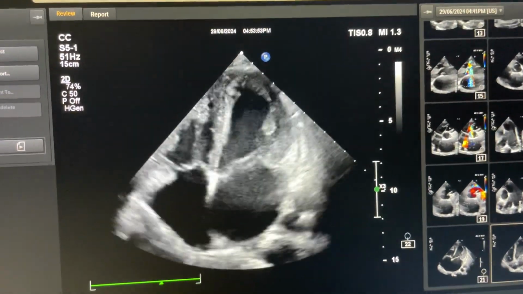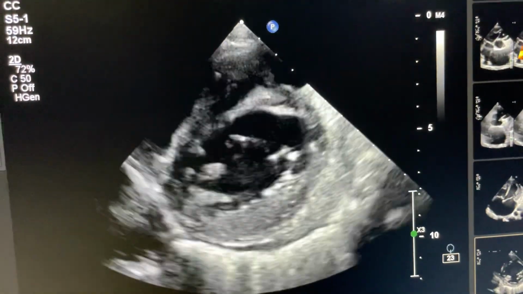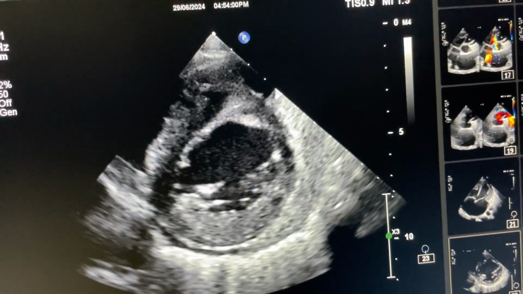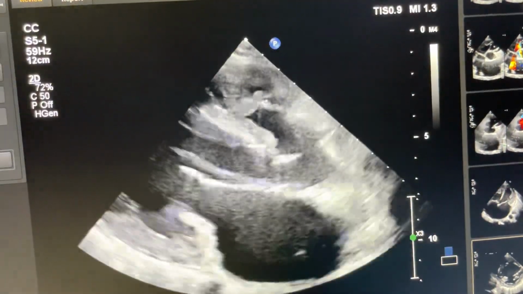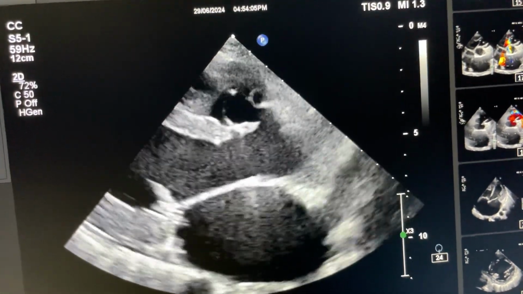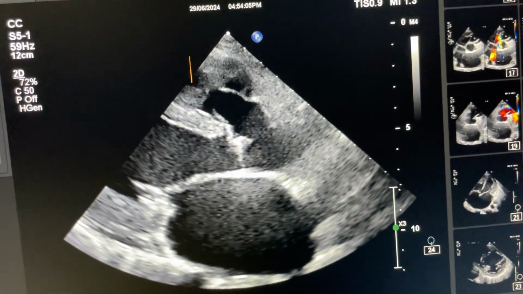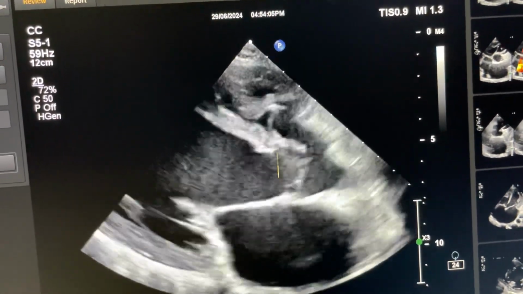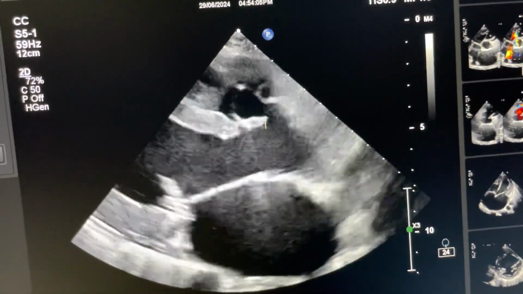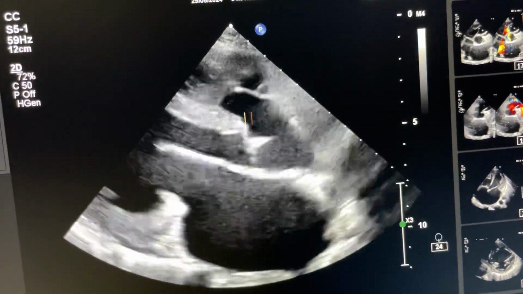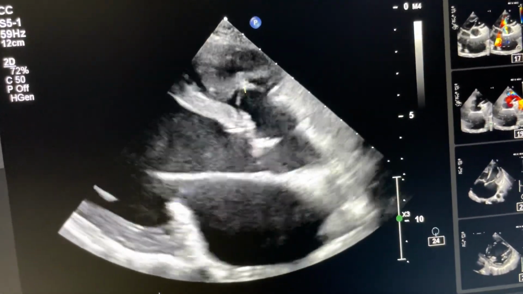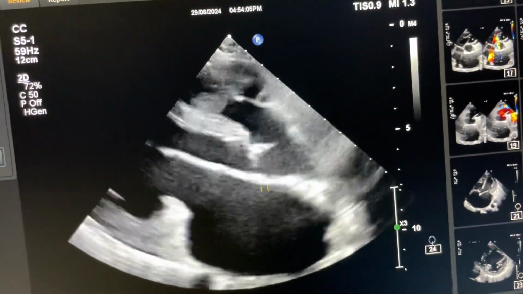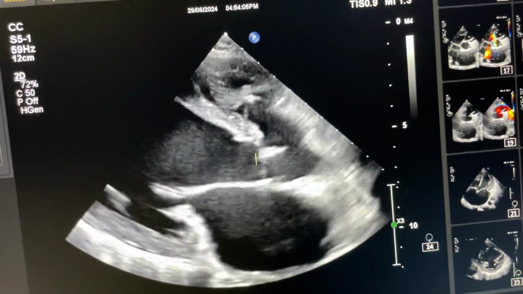This is the apical four chamber view. You can see this is a little bit D-shaped heart. Now you see this is the aneurysmal part. This whole part is aneurysmal. This is the aneurysmal part. This is the aortic valve. This is the anterior aortic sinus and has become aneurysmal, and there is rupture into the right ventricular outlet. This is the non-coronary sinus, normal non-coronary sinus.